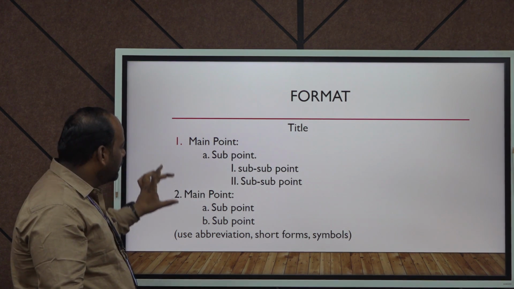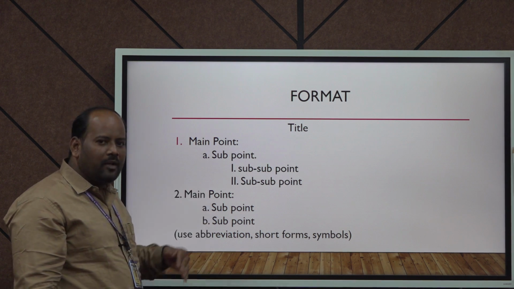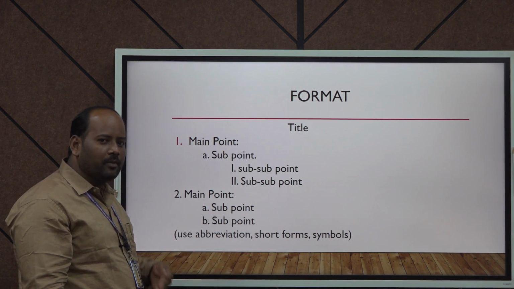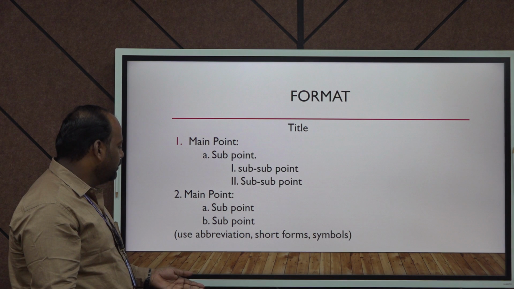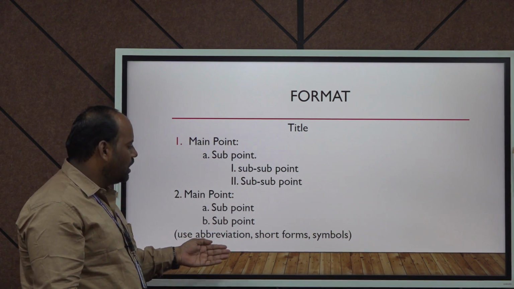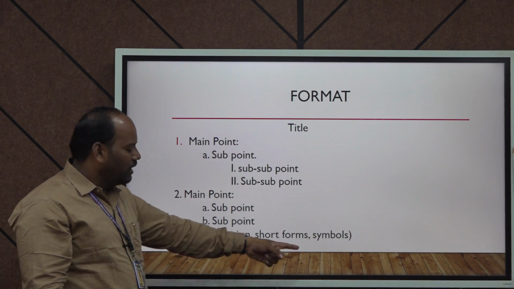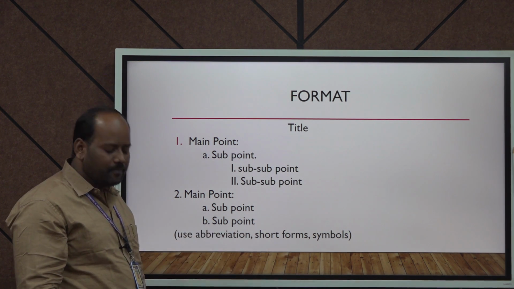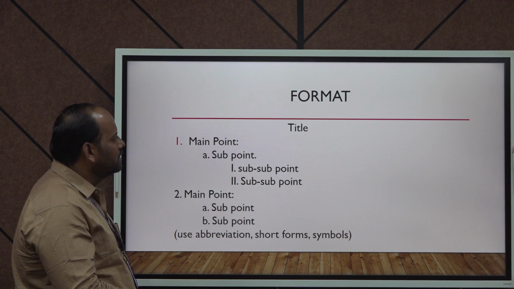So main point number 1 and point number 2. If so, we have point number 3 and point number 4 and point number 5. We need to go with the same pattern. In the sub points we can use some abbreviations and short forms of the text and also some kind of symbols. Already I mentioned this in the previous slides.